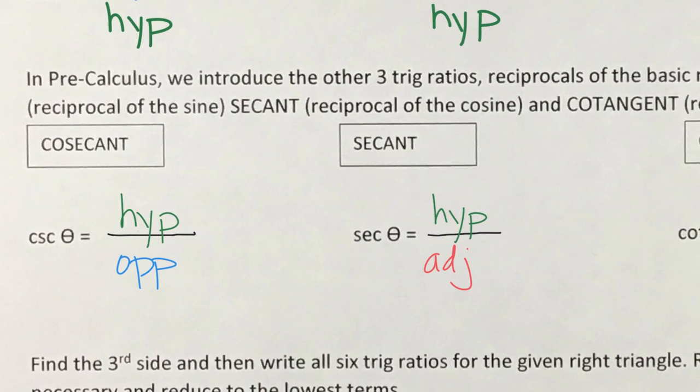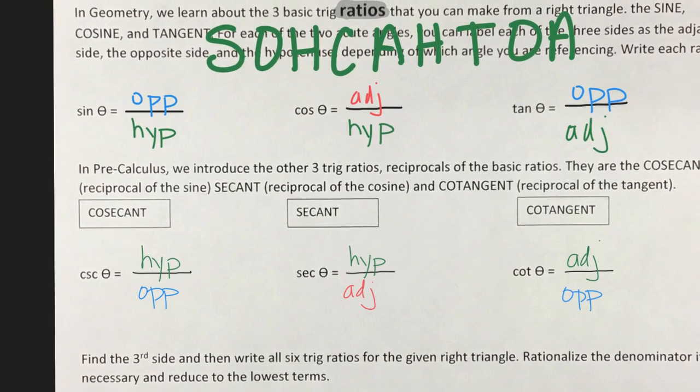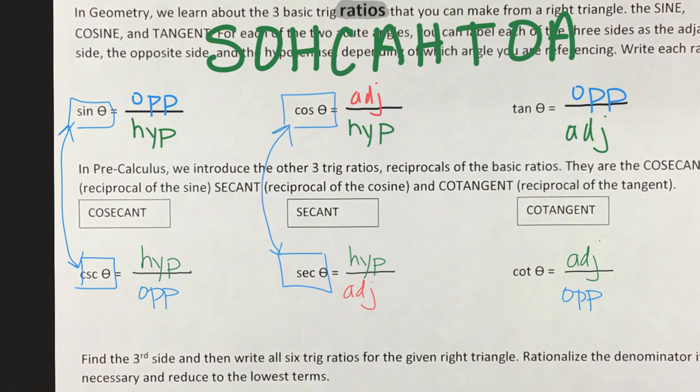And then our last one, the cotangent, is the reciprocal of the tangent. Tan is opposite over adjacent, so cotan is adjacent over opposite. The letters don't go together. Sine starts with S, its reciprocal starts with C. The S and the C go together. Sine goes with cosecant. Same thing for cosine and secant. The S and the C go together. The C does not go with the C. The S does not go with the S. Sine's reciprocal is cosecant. Cosine's reciprocal is secant.